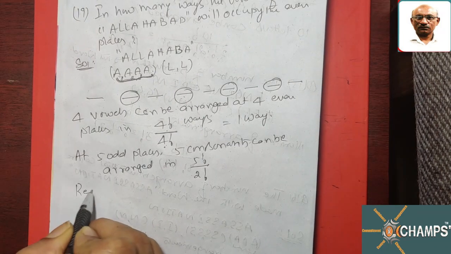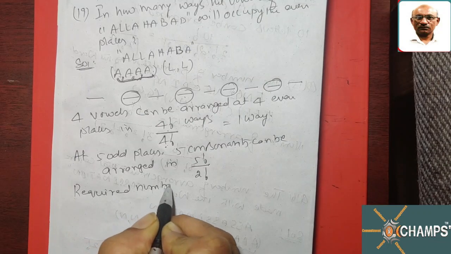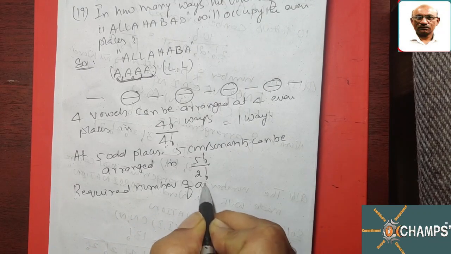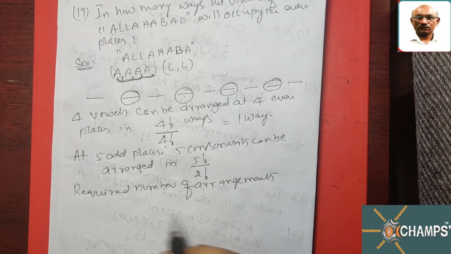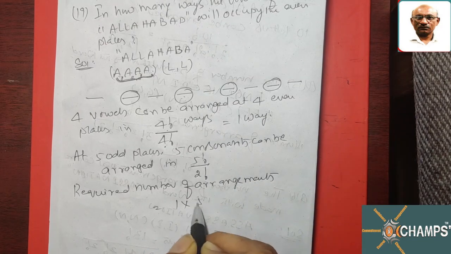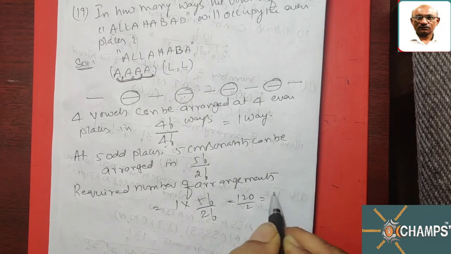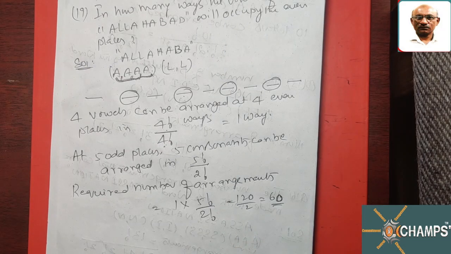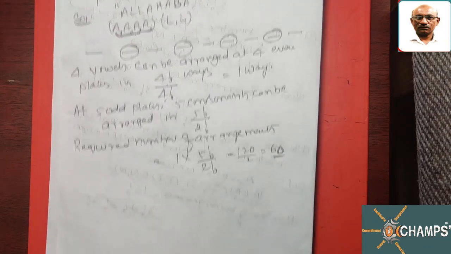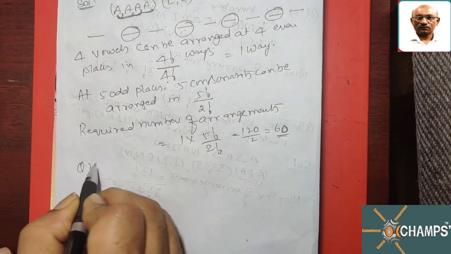So, the required number of arrangements is 1 into 5 factorial by 2 factorial, which is 120 divided by 2. It depends on the options how it is given. According to that, we will select the option. Next, look at question number 20.